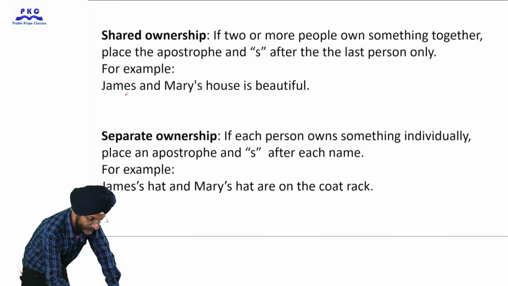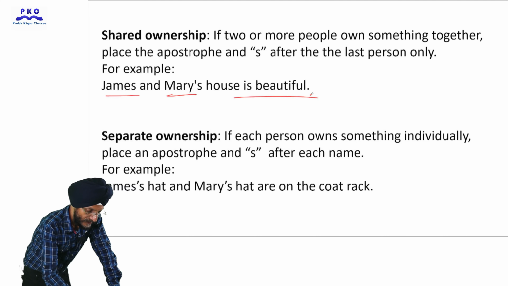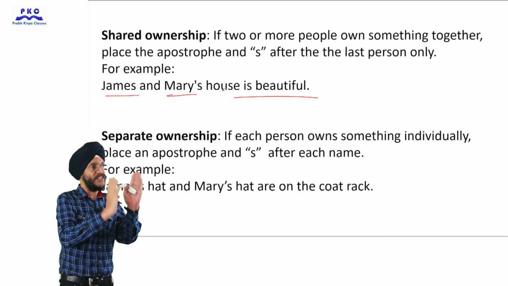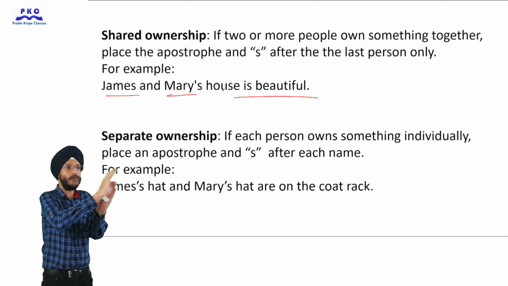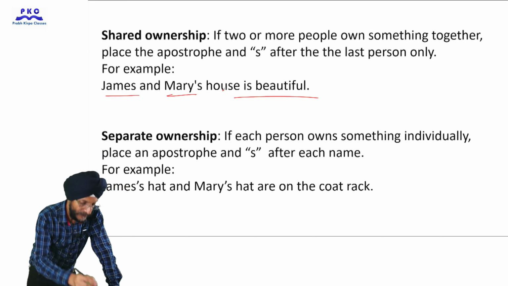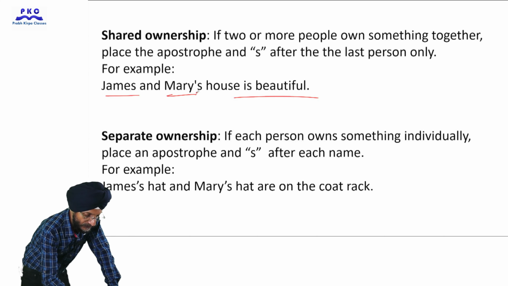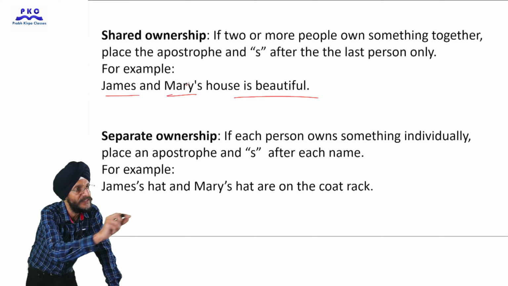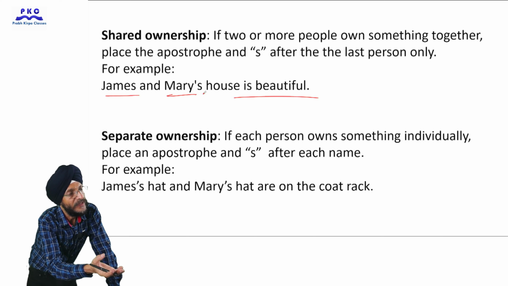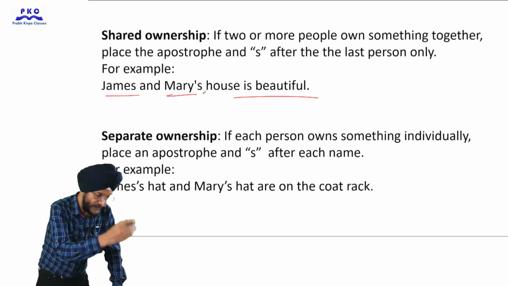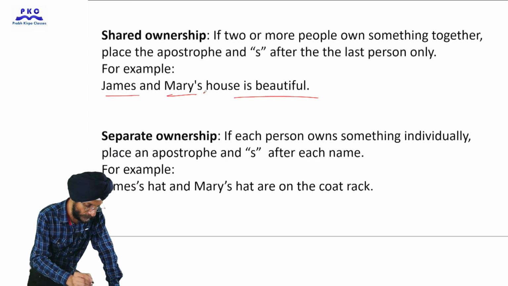Here you will see that James and Mary's house is beautiful. That is, the house belongs to 2 persons, James and Mary. Here, to show that this house belongs to both of them, we are adding apostrophe plus s only on the last person, that is, Mary. Mary is the last person in the sentence. So here we are adding apostrophe plus s on the last person only. We are not saying James's and Mary's. We are simply saying James and Mary's house is beautiful.